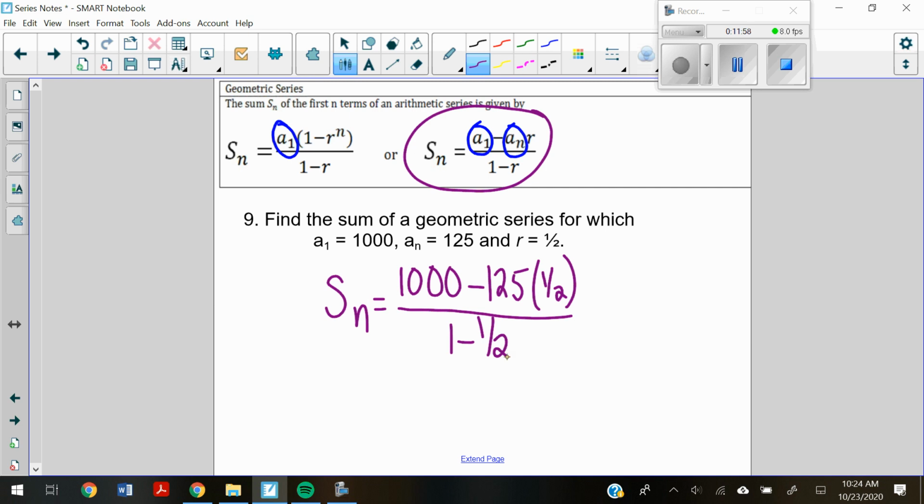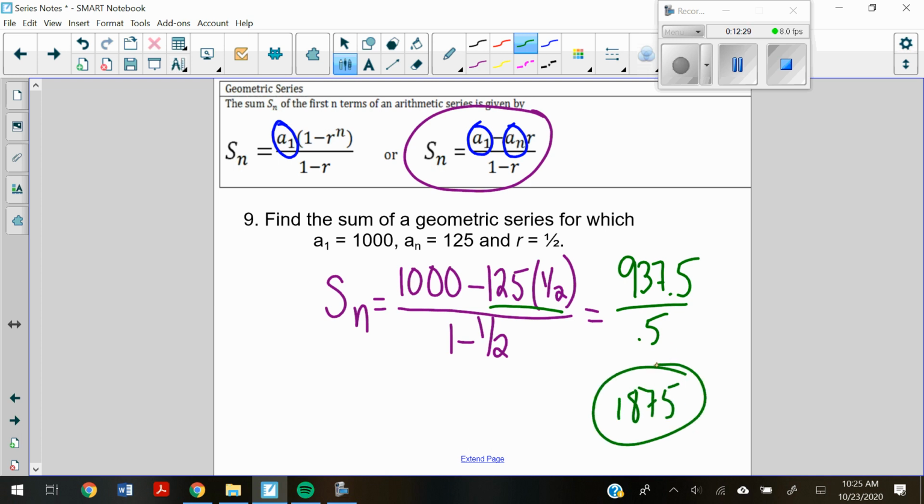All right, so you can type the whole top row in on your calculator. So 1,000 minus 125 times 1/2. If you're going to do it in separate steps, just keep in mind that you want to do the multiplication first. All right, I got 937.5, and on the bottom I have 1/2 or 0.5. So go ahead and do that division there. And we find 1875. So again, we picked our formula based off what they gave us.